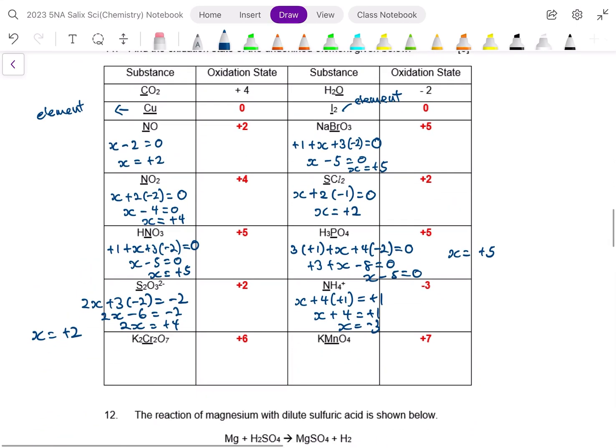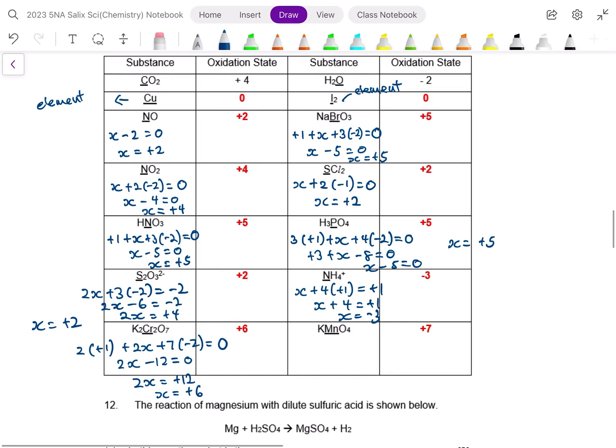Then we have the next two, your potassium dichromate and potassium manganate. These two are very famous oxidizing agents. For this, I have 2 potassium, each one is +1, then 2 chromium, then 7 oxygen, each one is -2, overall equals 0. So 2x minus 12 equals 0, 2x equals +12, x equals +6.